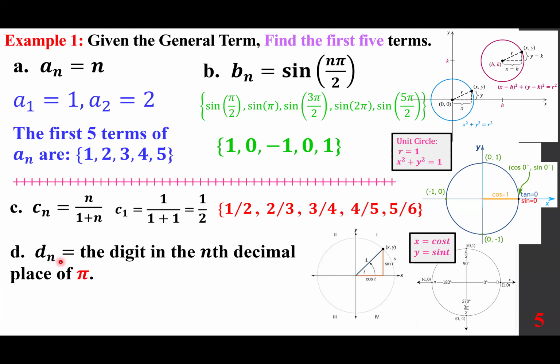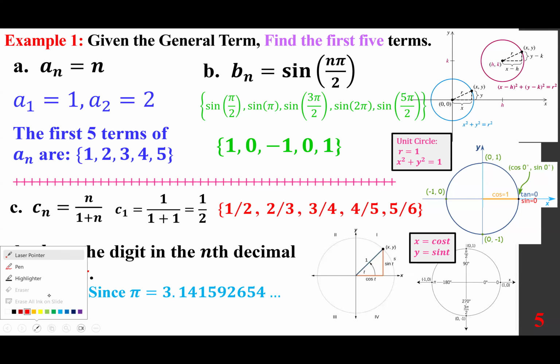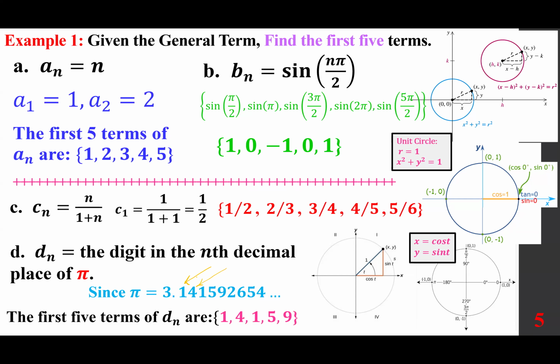D sub n equals the digit in the nth decimal place of pi. Please understand, pi is not equal to 3.14. It is approximated by that, and it's equal to 3.14159, and it continues indefinitely. So therefore, this is the first digit. The first decimal place is 1. This one is the second one, 4, and you can see the rest of it.